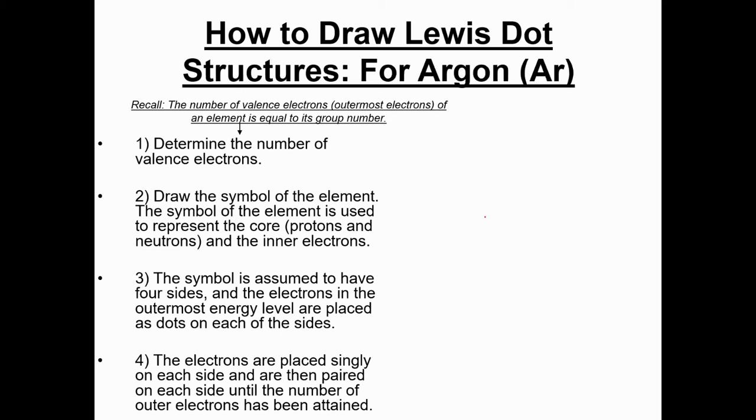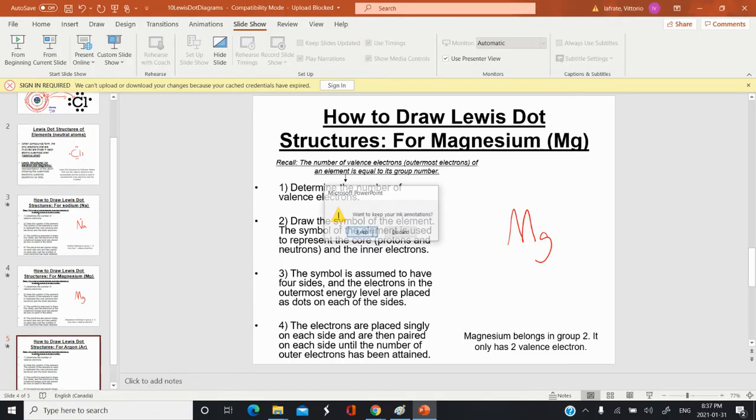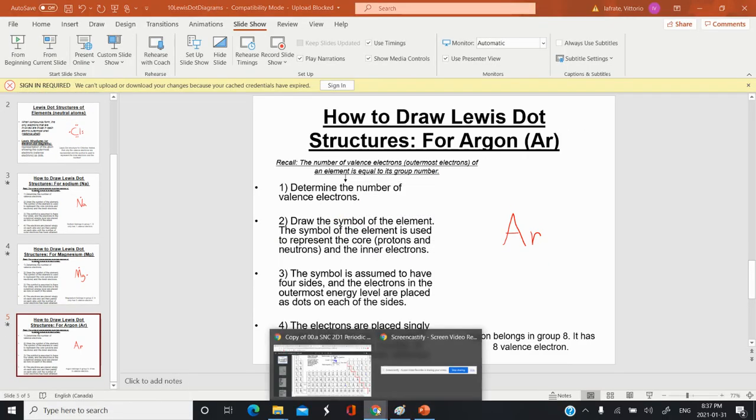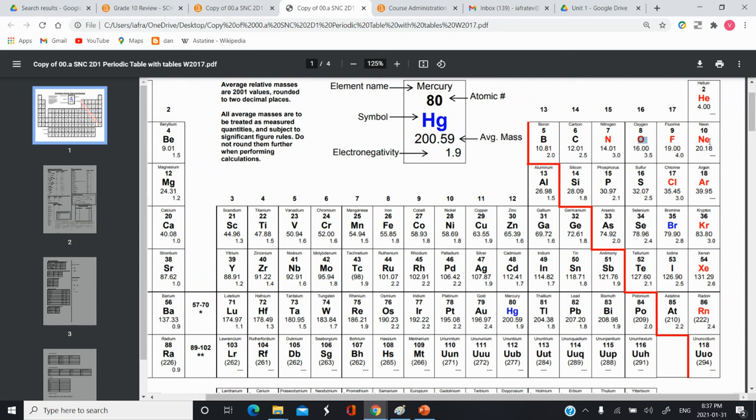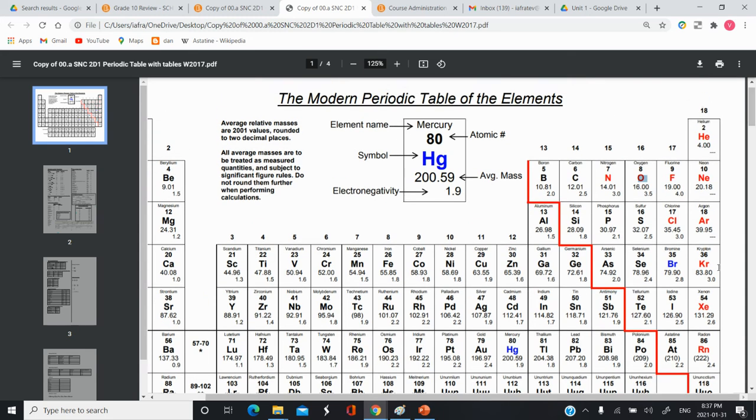Let's try for argon. So Ar. Argon is a noble gas. So if it's a noble gas, we know it's in group 18, but we can double check just to make sure. So here we have Ar, argon, and that's in group 18, the last group there. So that means it has 8 valence electrons in its last shell.